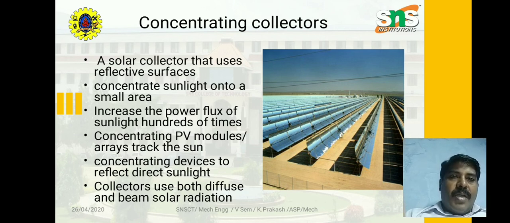This is the way by which the temperature of the hot water is raised, and industrial heat water treatment plants are using this type of collector for heating water. In this concentrating collector, another advantage is that both the beam radiation and the diffuse radiation are used.